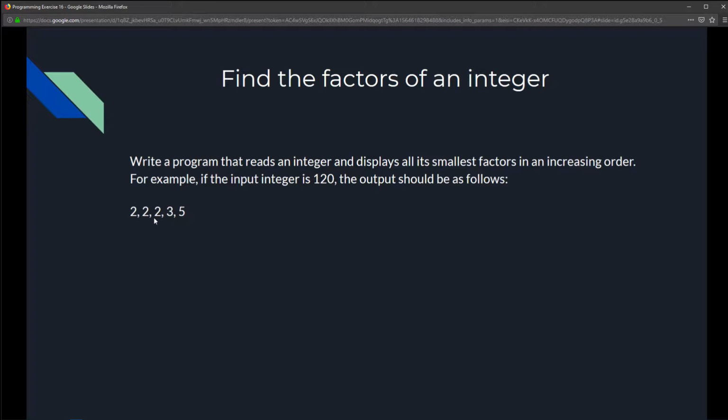So 2, 2, 2, 3, 5, and the reason for that is because 2 times 2 is 4, 4 times 2 is 8, 8 times 3 is 24, and 24 times 5 is 120. So these are all the factors of 120 displayed in increasing order.